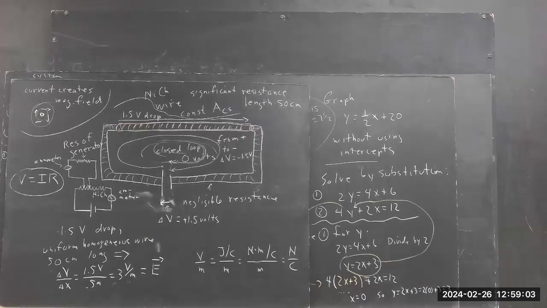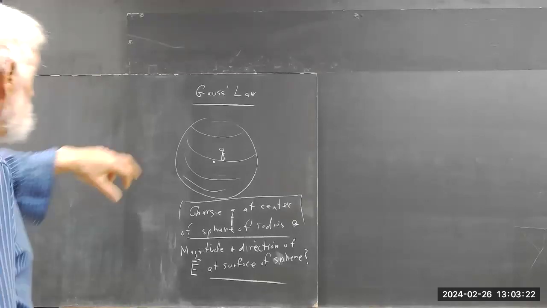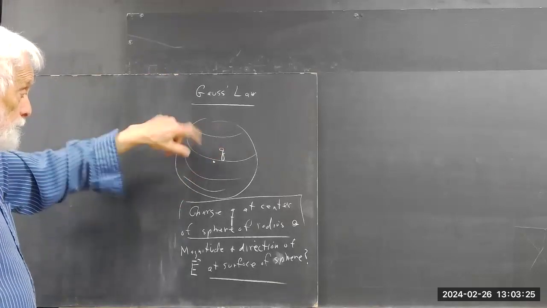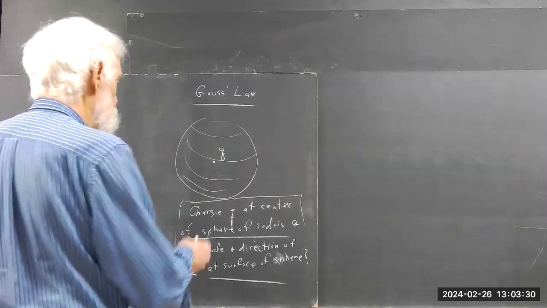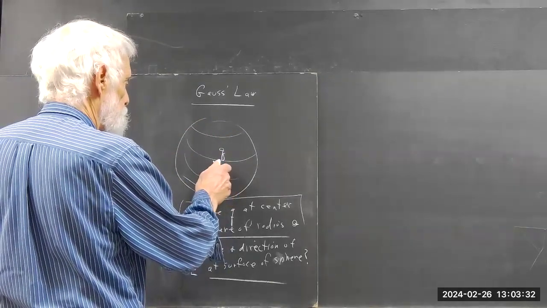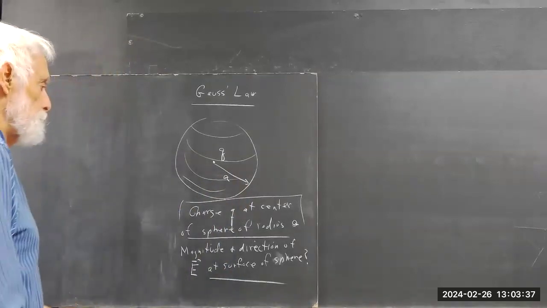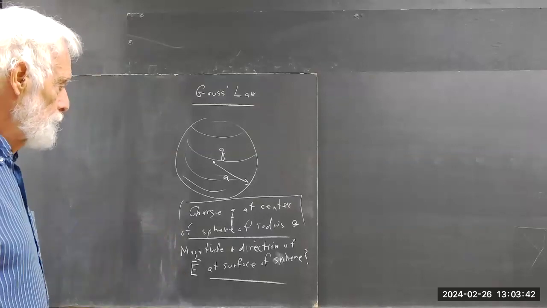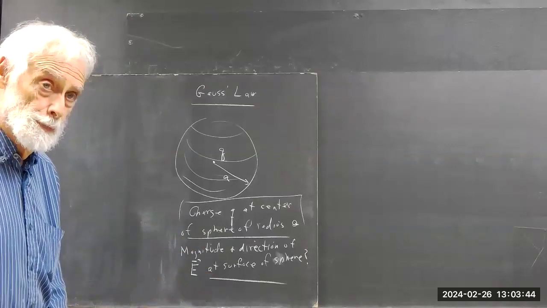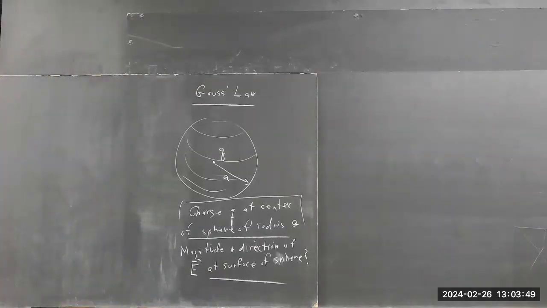Now we'll go on and talk about Gauss's law. Go ahead and work on that. I'll just say it all again. We're doing Gauss's law. We're going to start just with the idea of a charge at the center of a sphere of radius A. I just want to know what the magnitude and direction of the electric field at the surface of the sphere is. So what can you tell me about the magnitude and direction of that electric field?